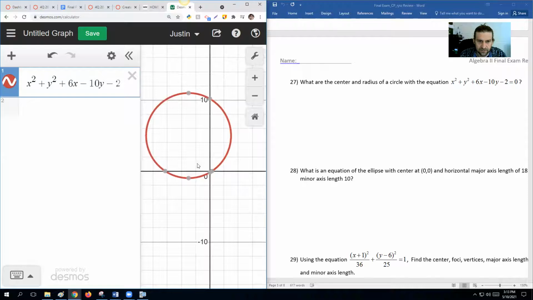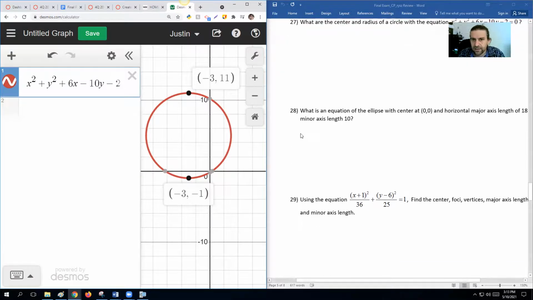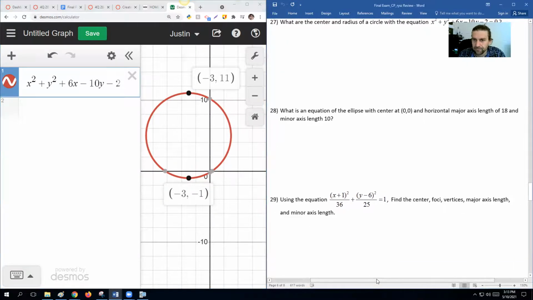All right, so we can definitely see the center is at (-3, 5). And then we can look, it goes from (-3, 11) to (-3, -1). That's a distance of 12. 12 cut in half would be 6, radius of 6. We could have just figured that out, especially since this is multiple choice. You don't have to show your work. You get your answer that way.